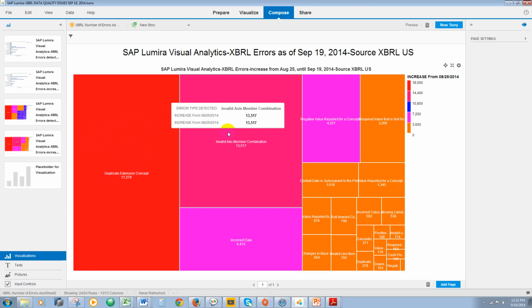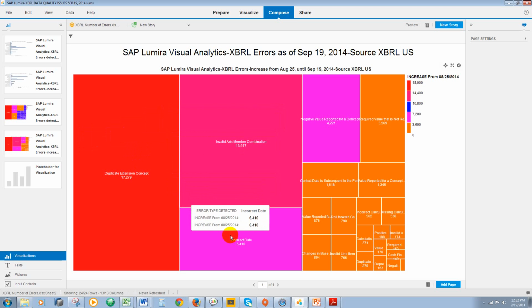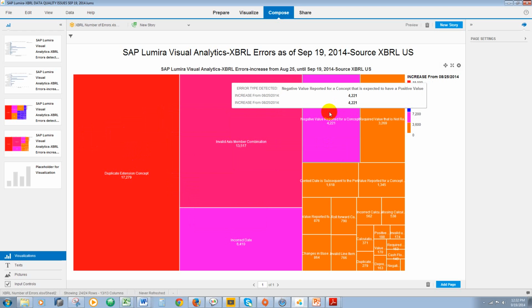And then we have invalid access member combination, and the growth for a period of 3 weeks is 13,517, and the growth for incorrect date is 6,410. And then negative value reported for a concept that is expected to have a positive value, the growth is 4,221, so that's a fairly large number for a period of 3 weeks.